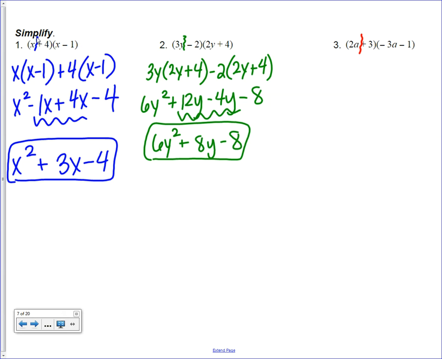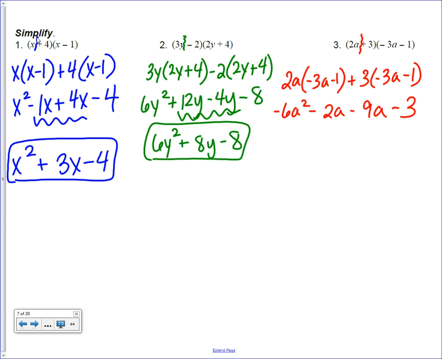What's the setup going to be? Okay, and then the second part? Times? Good. Go ahead and distribute. Okay. Close. Negative 9a. And then minus 3, right? Okay, last but not least, put your a's together in the middle, and what do you get? It is, yes. Got it.